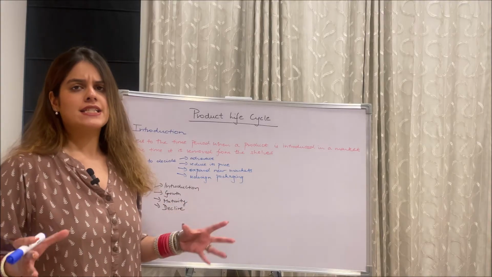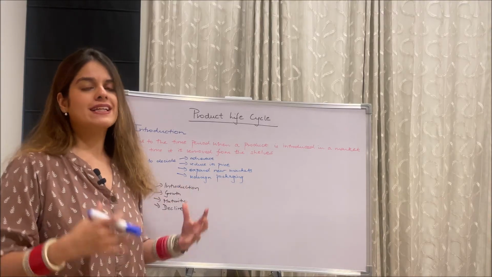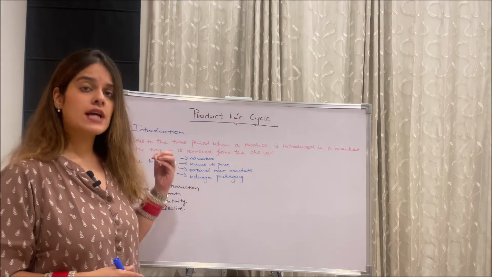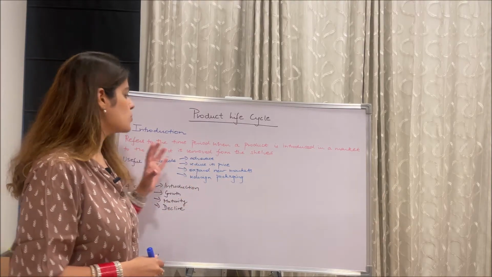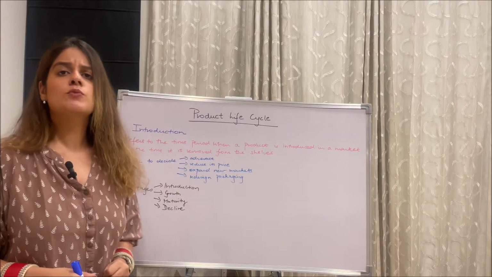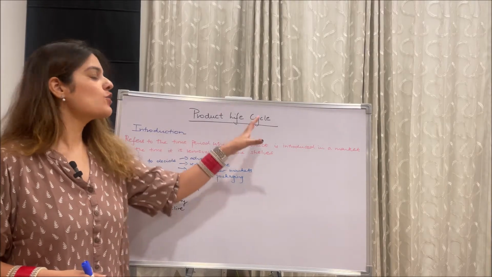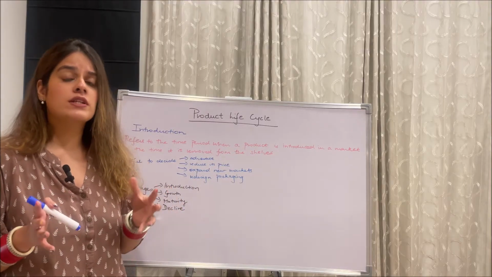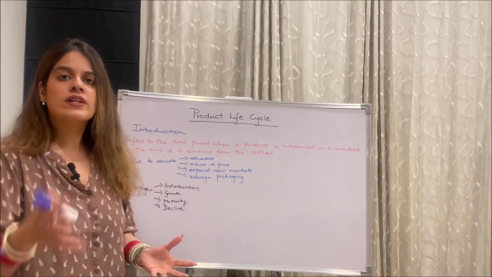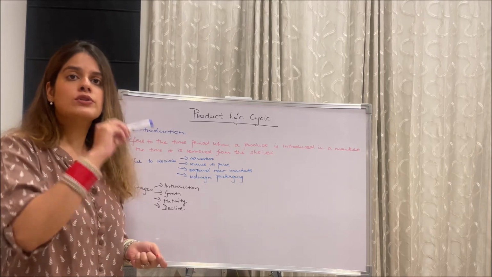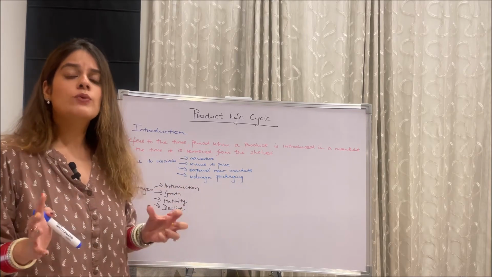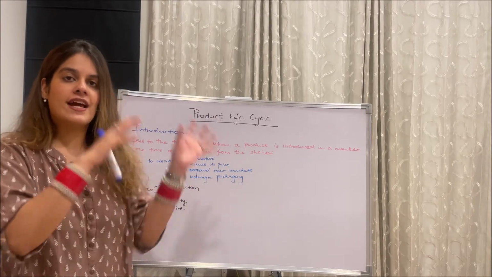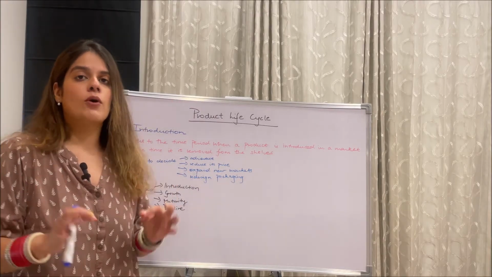So firstly guys, let me introduce to you what exactly is the product life cycle. Basically it refers to a time period from when a product is introduced in the market till the time it is removed from the shelves. So the life cycle of a product starts when it is introduced and it ends when it is removed from the shelf. We are going to study all those stages which are involved, and then eventually it is removed from the market.